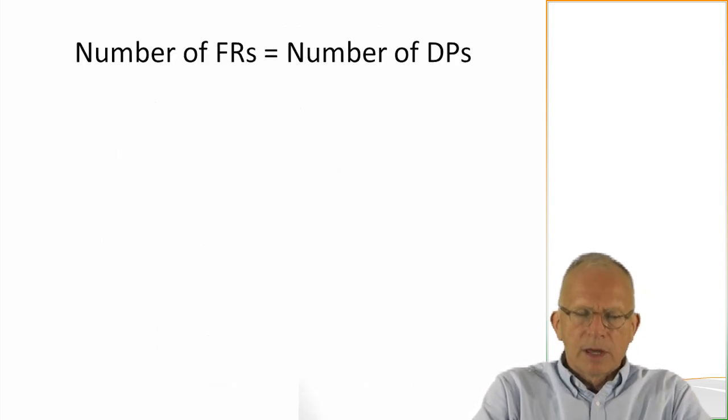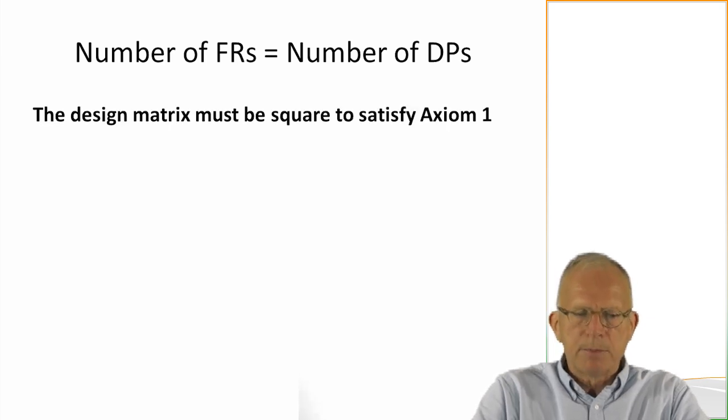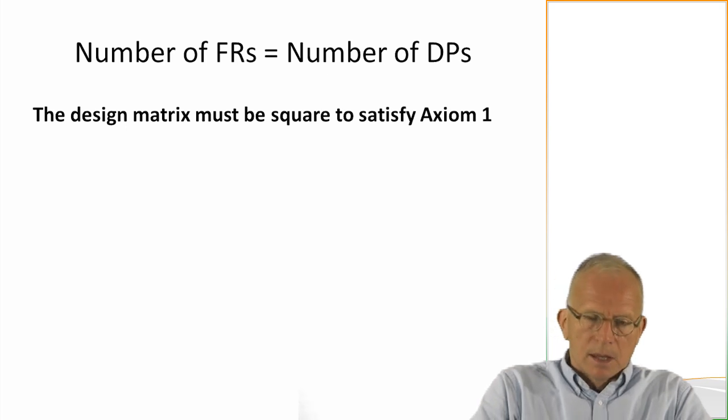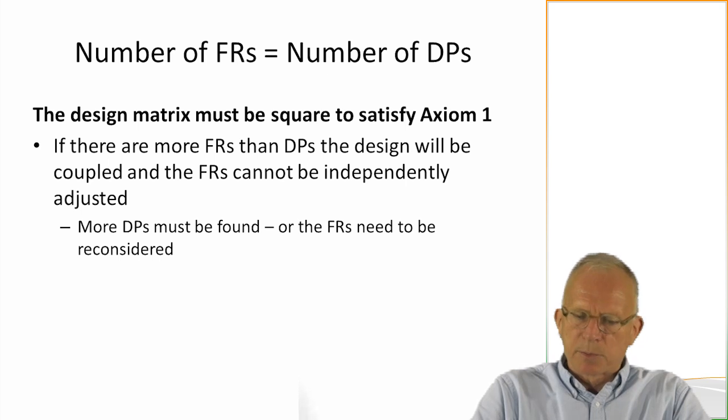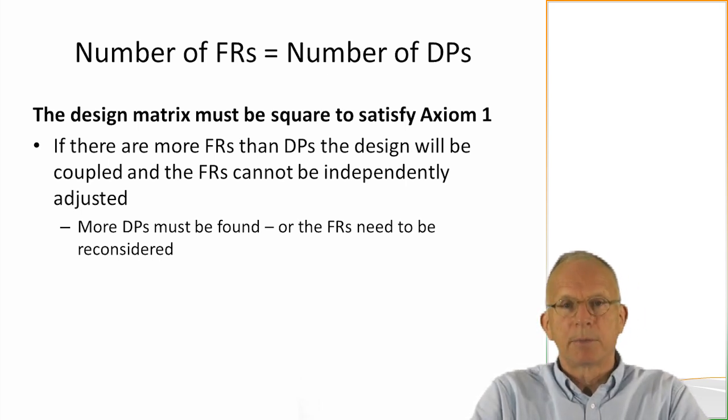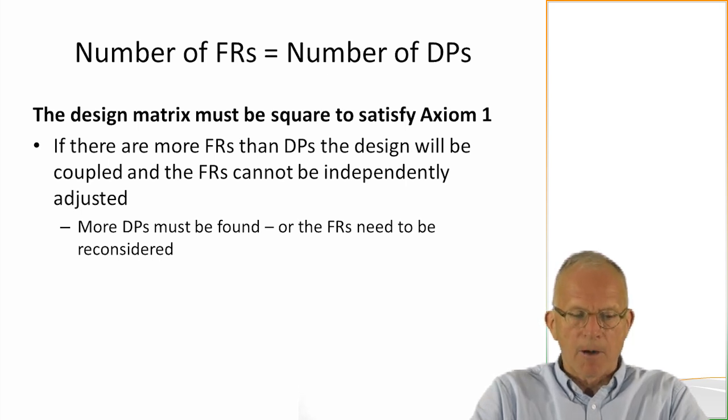Now, one of the things that we've covered is that the number of FRs should equal the number of DPs. So the design matrix has to be square to satisfy Axiom 1. Each FR needs its own DP, and that we've discussed before, and so the square matrix is one of the manifestations of this. If you have more FRs than DPs, the design will be coupled because I won't be able to individually influence each FR.